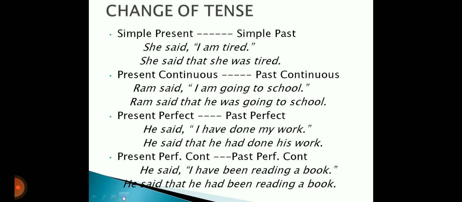Present perfect tense will be changed into past perfect tense. For example, he said, I have done my work. He said that he had done his work. Present perfect continuous will be changed into past perfect continuous. For example, he said, I have been reading a book. He said that he had been reading.